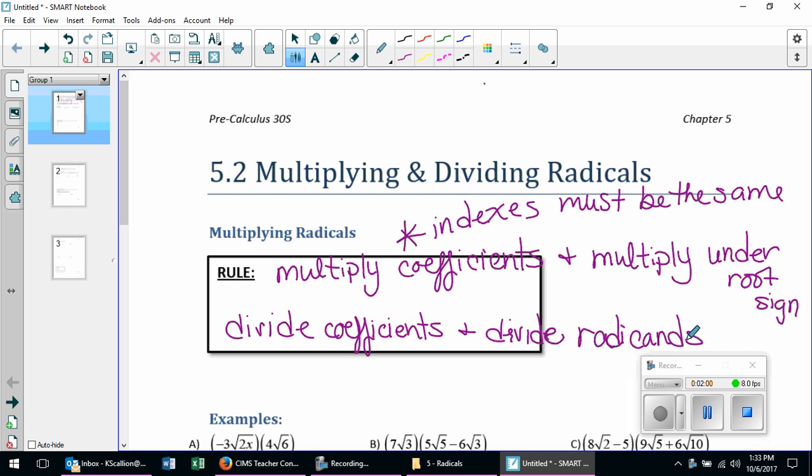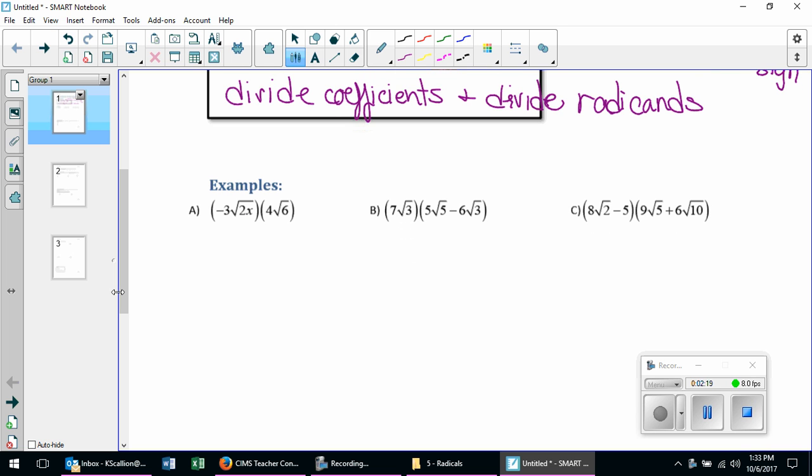This is way easier, so much easier than adding and subtracting radicals. Kind of like multiplying and dividing fractions, that's really easy. Adding and subtracting fractions, you gotta find that common denominator. Way easier to do this. So, with that being said, let's jump right into it. Let's multiply like we never multiplied before.